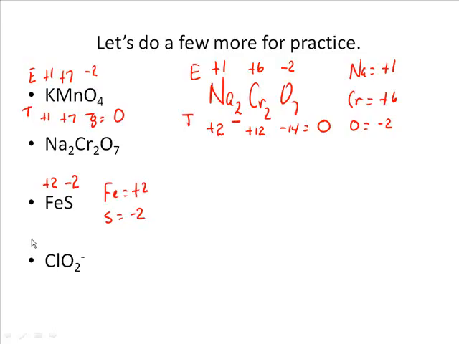Let's look at our ClO2-, each in total. Each oxygen is -2 because we know that. It's a -4 and has to add up to be a -1. So in order to be a -1, that means the chlorine has to be a +3 oxidation state. So the chlorine is +3, oxygen is -2.